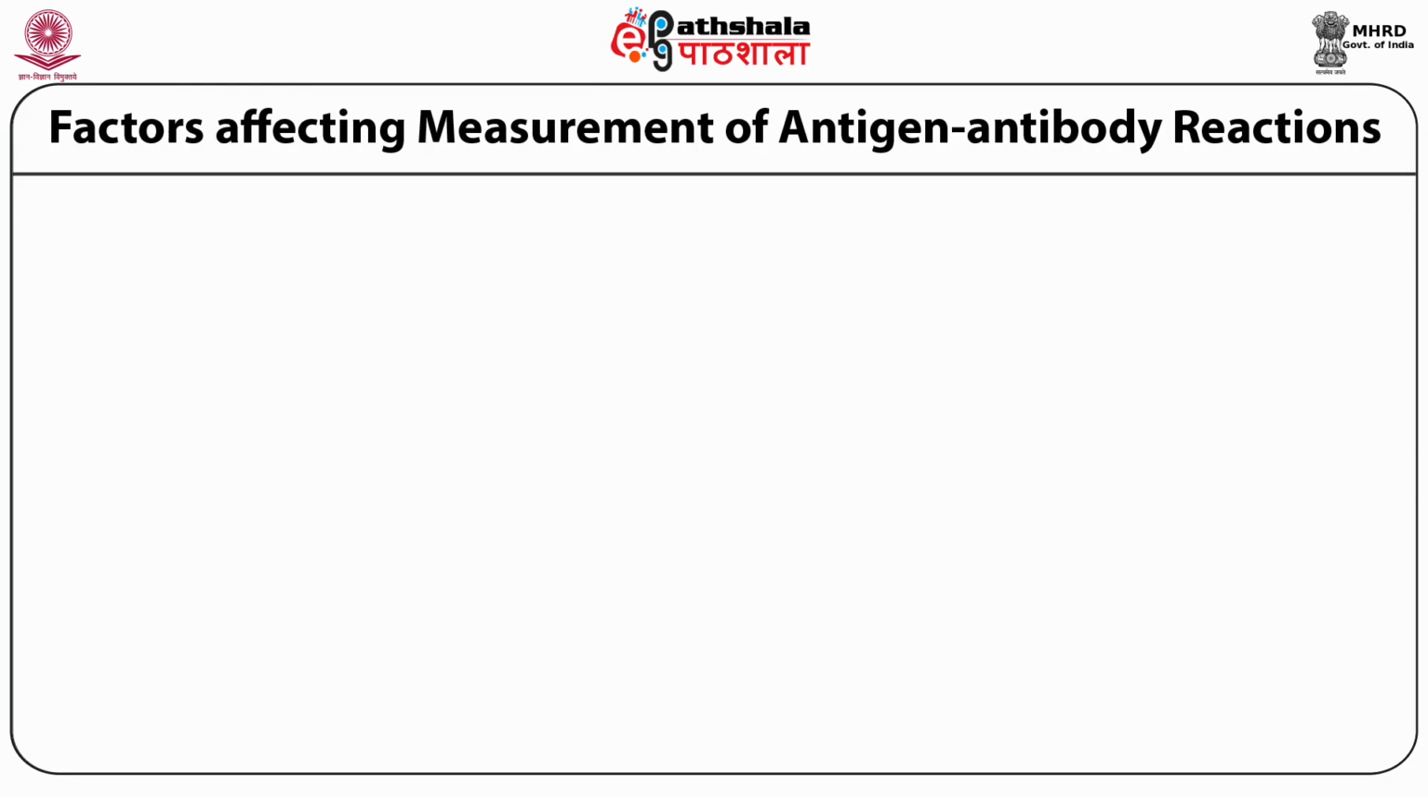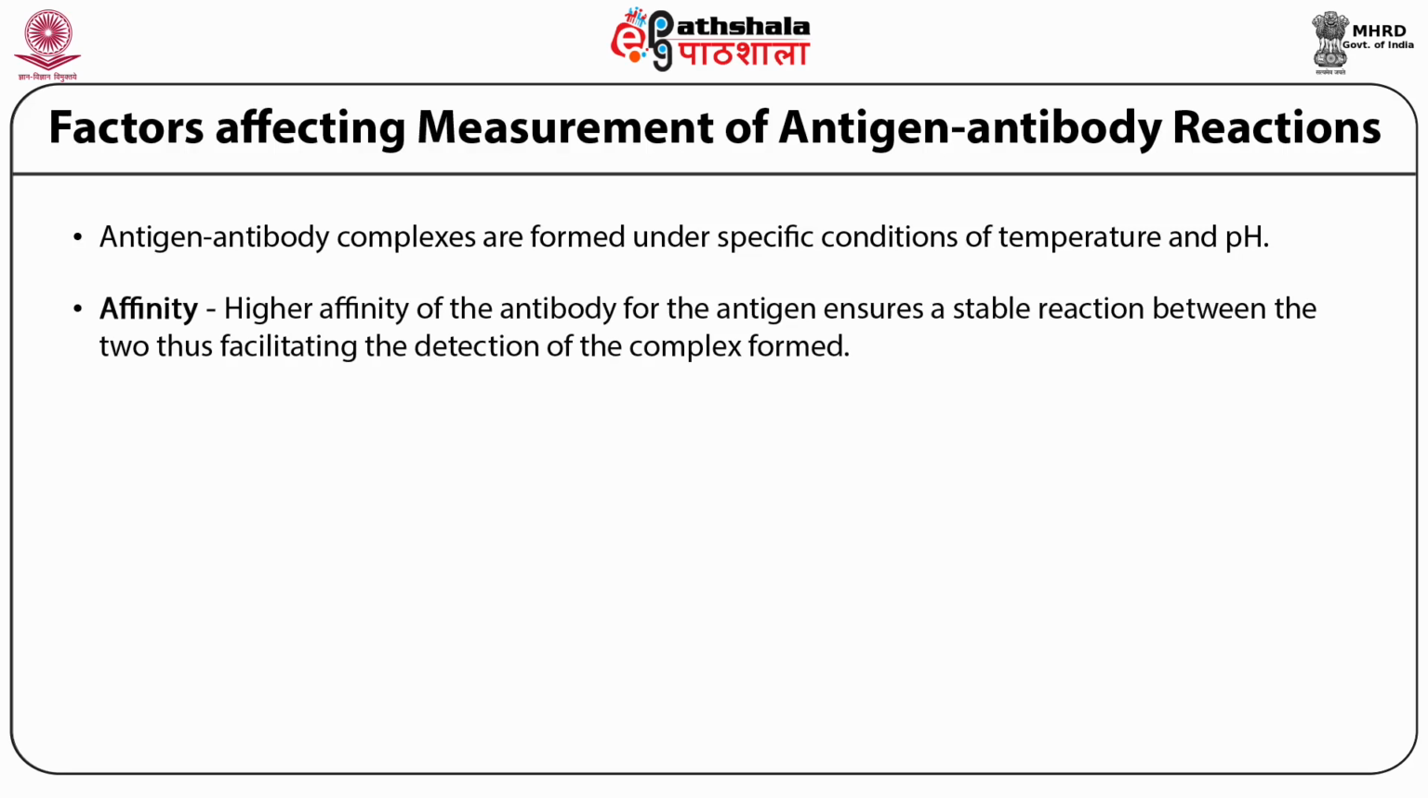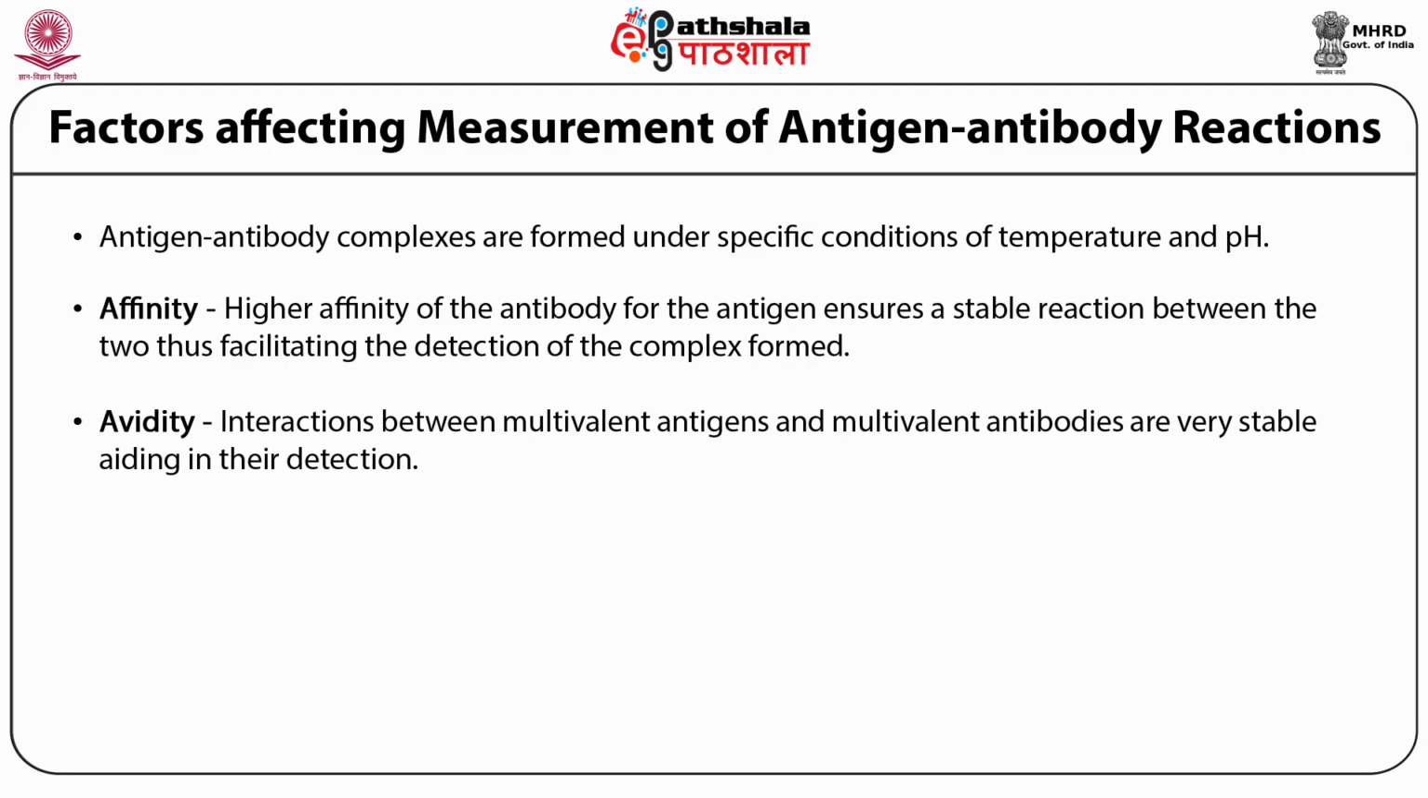Factors affecting measurement of antigen-antibody reactions. Antigen-antibody complexes are formed under specific conditions of temperature and pH. A number of factors influence the detection of these complexes, like affinity. Higher affinity of the antibody for the antigen ensures a stable reaction between the two, thus facilitating the detection of the complex formed. Next, it depends upon avidity. Interactions between multivalent antigens and multivalent antibodies are very stable, aiding in their detection.